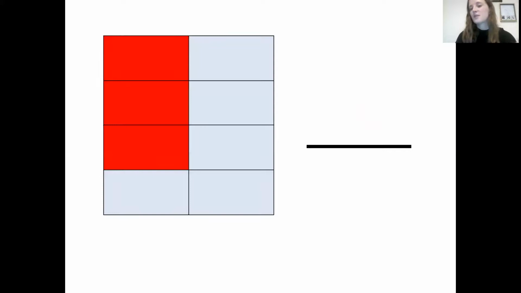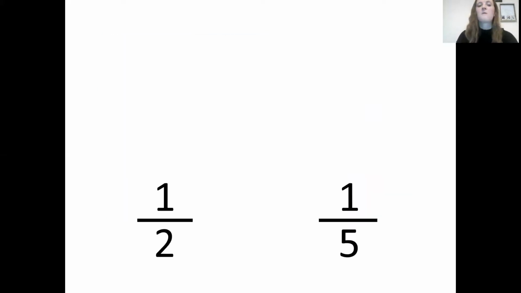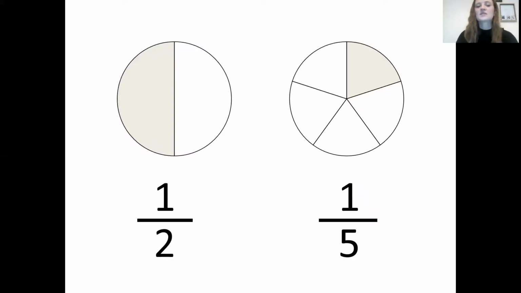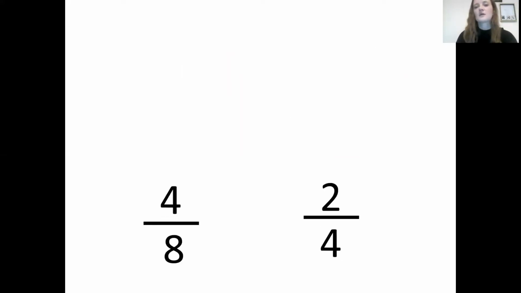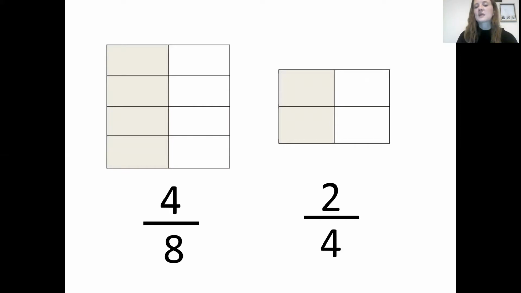This one is divided into 8 equal pieces, of which 3 are colored in. So my fraction is 3/8. So 3 out of the 8 pieces is colored in red. These ones you can see, half, a fifth is colored in. This one, 2/10, 3/5. This one, 4/8 and 2/4. Which is an equivalent fraction actually, but we will go into that a little bit later.